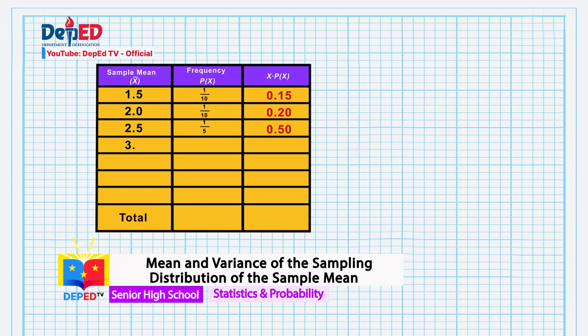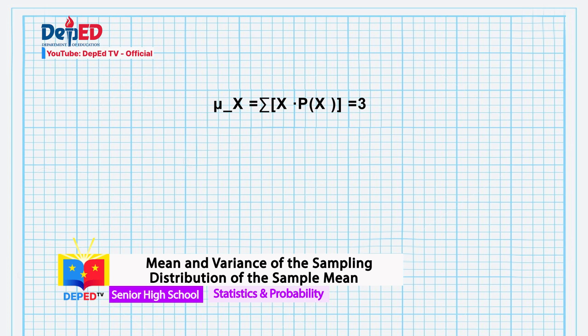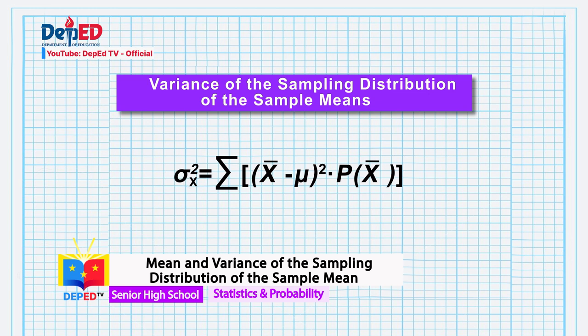If we add the results obtained in the product, the result will be 3. This means that the mean of the sampling distribution of the sample means is 3. The last step is to compute for the variance of the sampling distribution of the sample means using the formula.